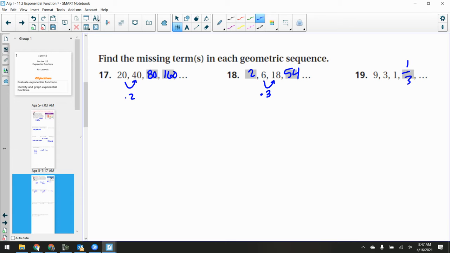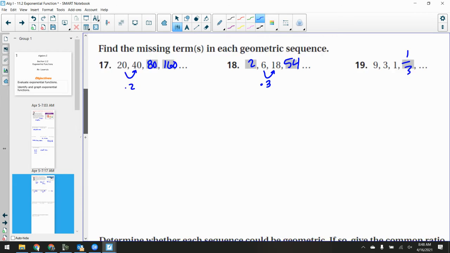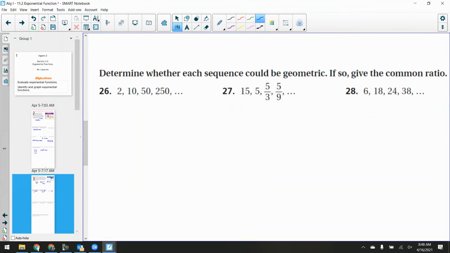Again, the end of course test loves to do questions like that where it'll pick out. It's not going to just ask you what the next 3 terms are. It's going to pick out, okay, can you identify the different pieces of the sequence as long as we pull them out and give you some sort of pattern to go by. All right, determine whether each sequence could be geometric.